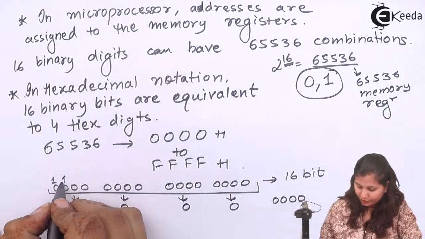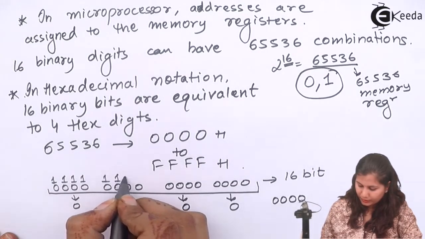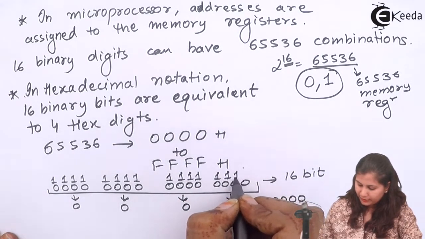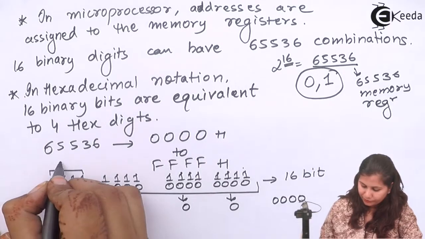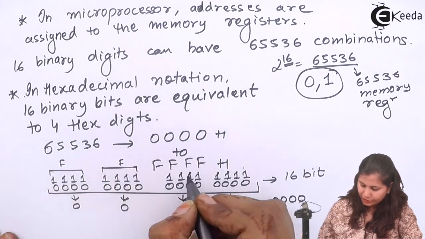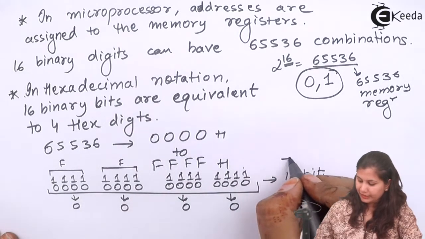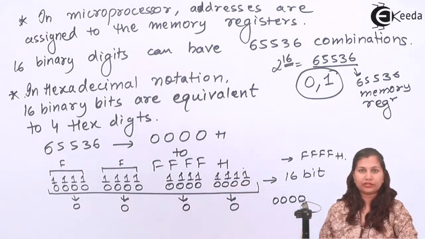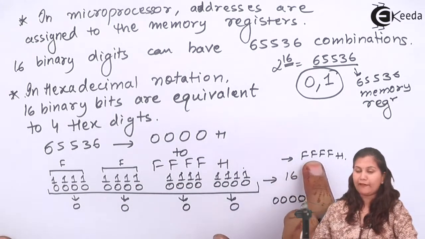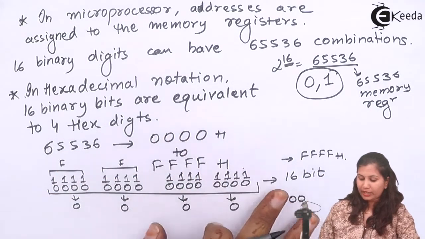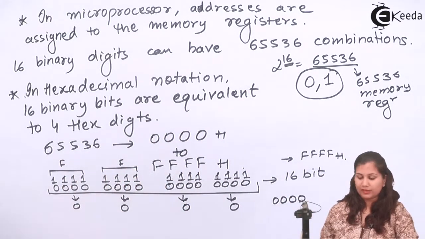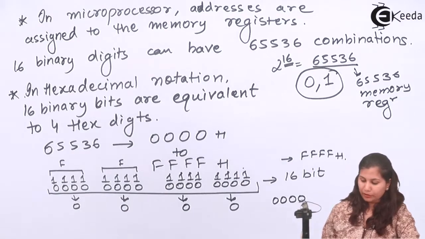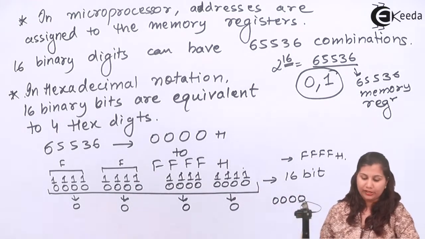Similarly, if we have 1, 1, 1, 1 in every position, all are 1. Then each group is equivalent to F. So the address we are getting is FFFFH. This is the last combination which we can have. So the last address will be FFFF. In this way, the 65536 registers will have a 4-digit hexadecimal number, or we can say 16 binary digits.